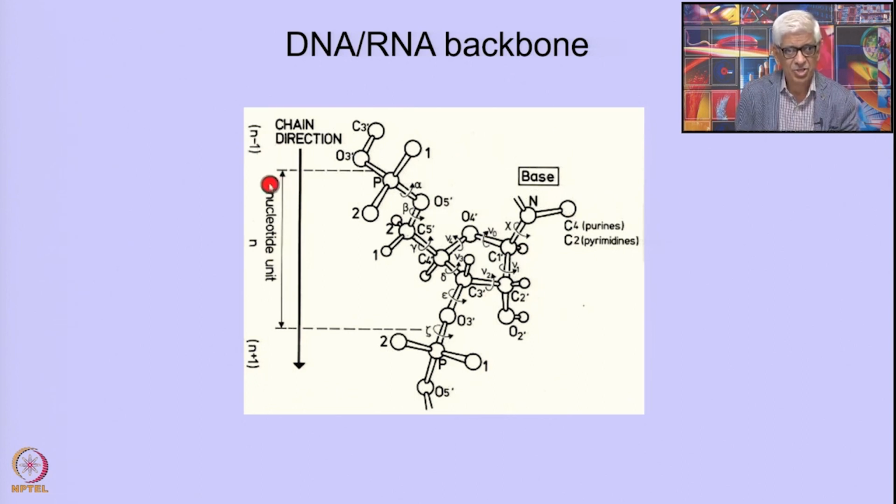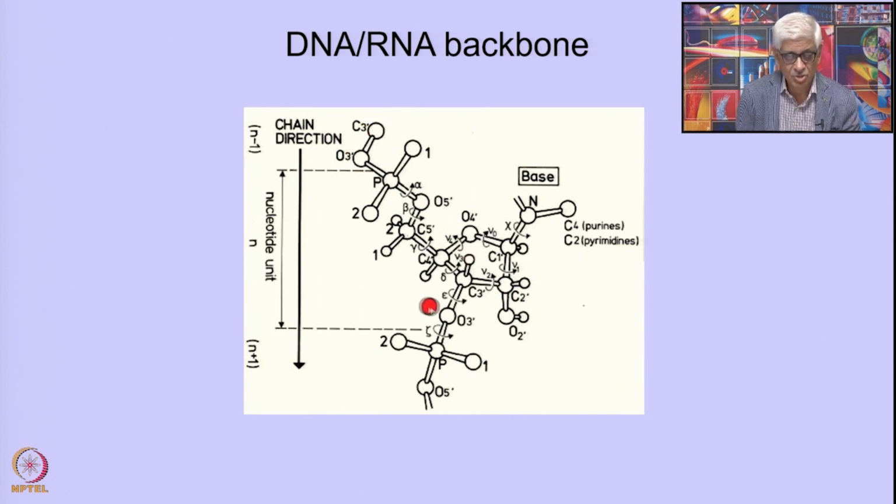And this has a certain chain direction. We represent the chain direction going from n minus 1 to n plus 1, in this direction. So we write it as 3 prime, this is the 3 prime end, and this is the 5 prime end here. These atoms are labeled in this manner. The sugar ring is labeled in this manner. This atom is called C1 prime, C2 prime, C3 prime, C4 prime and C5 prime. And then the C5 prime of this unit is attached to the phosphate group here, and this phosphate group is attached to the C3 prime end at this point.